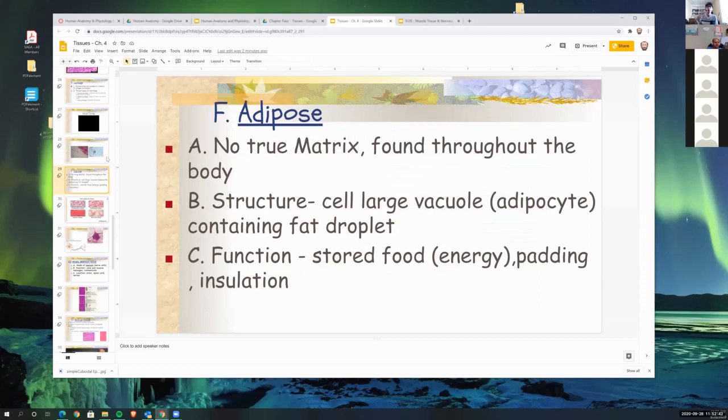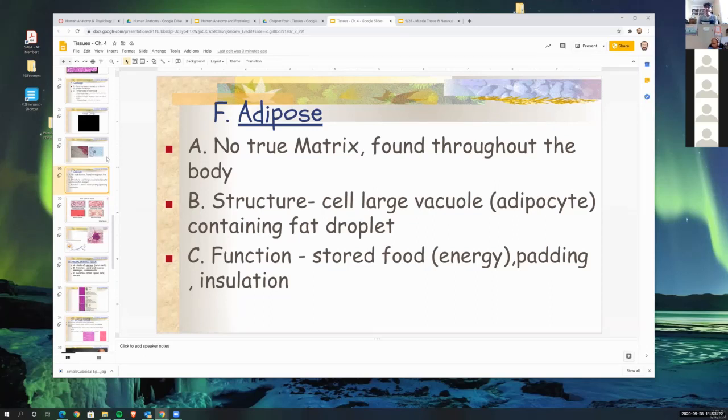So the next note that you're going to write is a capital F, adipose. Adipose is considered a connective tissue. It's the only connective tissue that does not have a true matrix. So it doesn't have a non-living matrix. It contains these large cells with these huge vacuoles, big spaces.